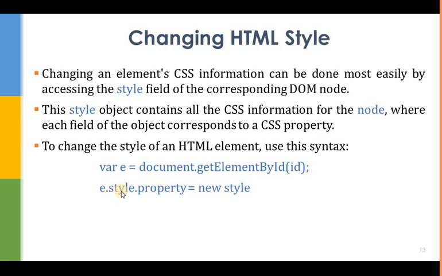So e.style.property, this property is the property name for what you are changing in your style. Let's say I want to change the color of my paragraph tag. So how can I do that? e.style.color, and I want to replace it with green, so you just need to write e.style.color is equal to green. It's that simple.